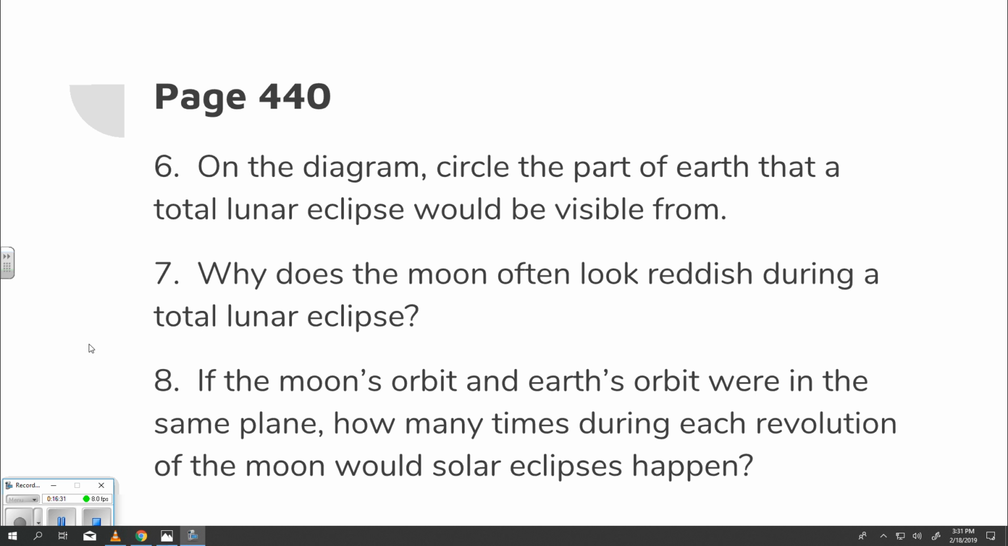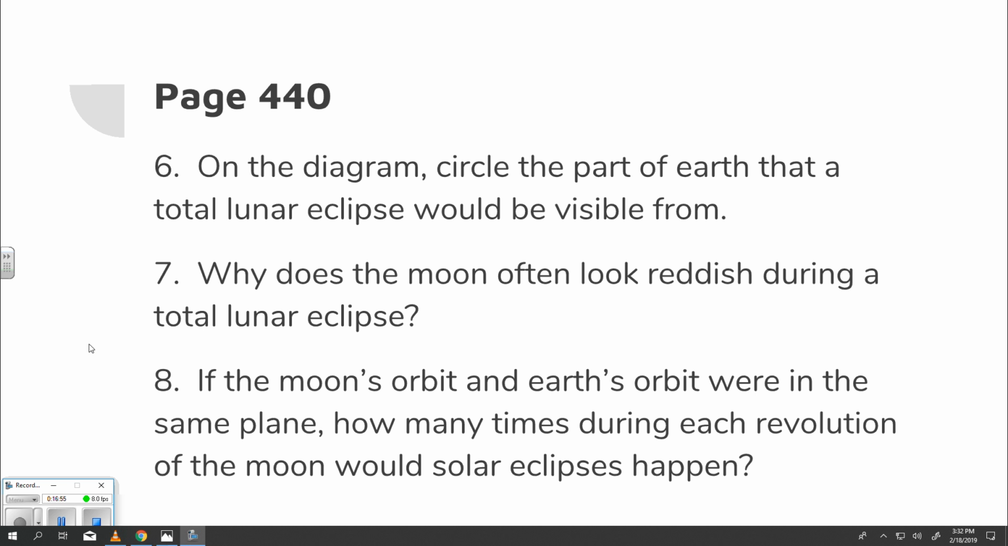Why don't eclipses happen more often? As many as 7 eclipses may happen during 1 year. 4 of the eclipses may be lunar eclipses, and 3 may be solar eclipses, or vice versa. However, total eclipses of the sun and moon do not happen often.